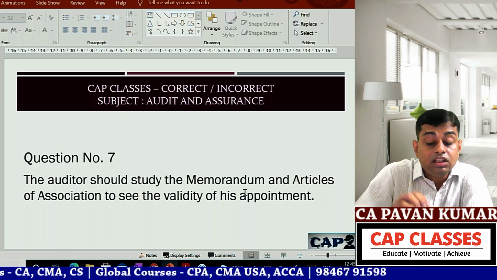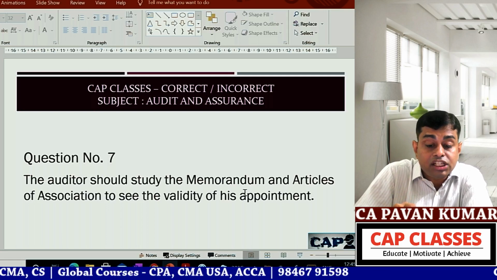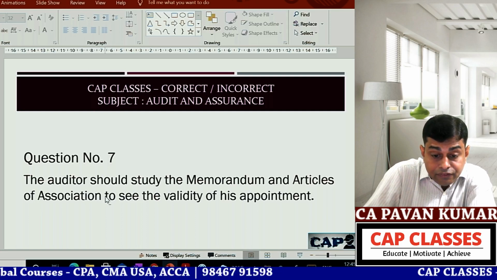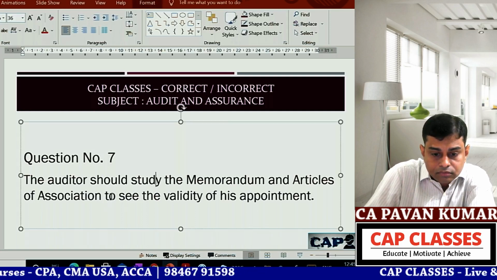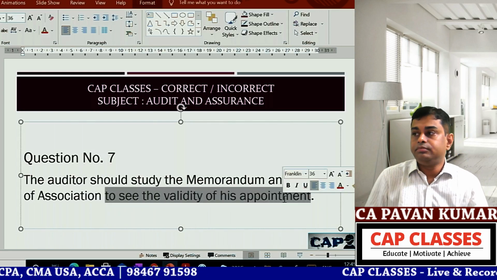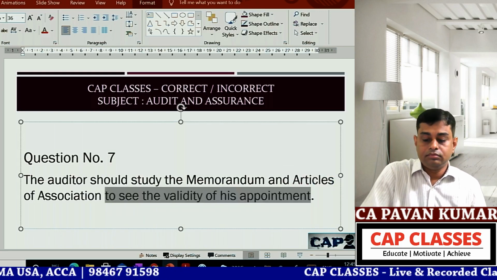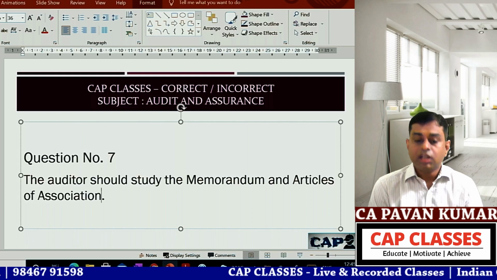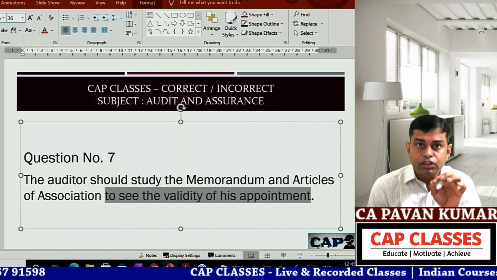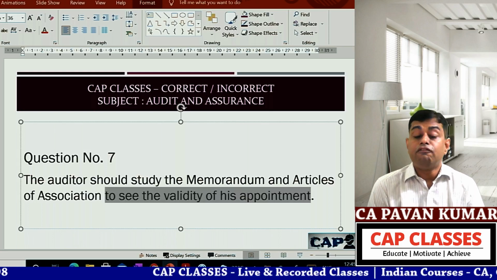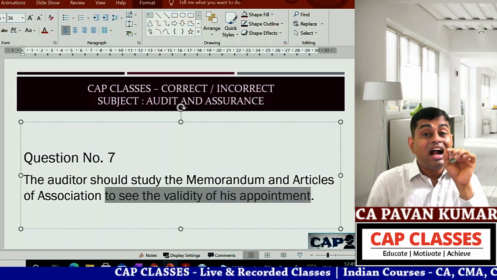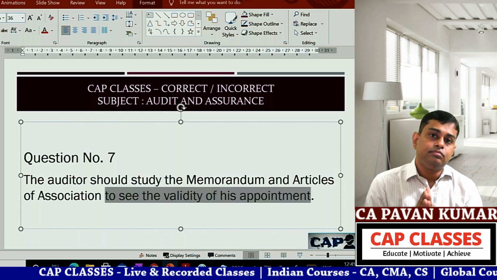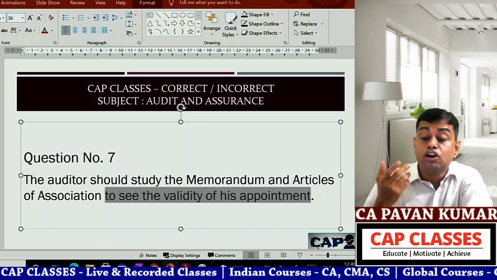Question number 7. The auditor should study the memorandum and articles of association to see the validity of his appointment. Wait. If your question is up to this, say if this is deleted, the auditor should study memorandum of association, articles of association. Correct. But they added this phrase, no, now it is incorrect. Why will you verify memorandum of association? To understand the objectives of the company, capital of the company. For that you verify MOA, charter of the company we call.